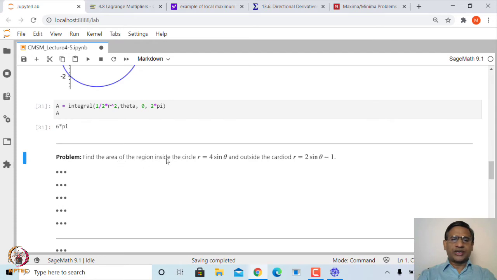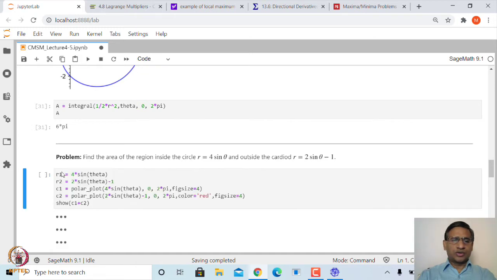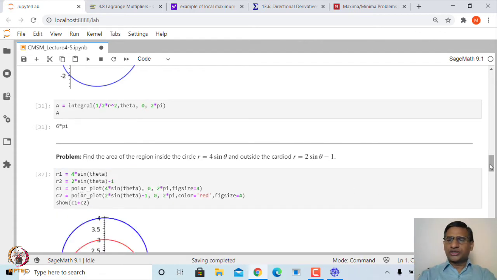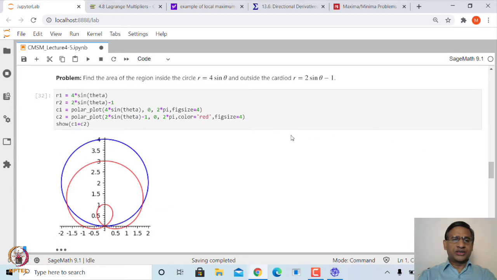Similarly, suppose you want to find the area of the region inside this circle r is equal to 4 sin theta and outside this cardioid r is equal to 2 sin theta minus 1. So, how do we find out? Let me define the two curves as r1 and r2, and let us plot those curves. When we plot these two polar curves, the blue one is the circle which is 4 sin theta, and the red one is the cardioid which is 2 sin theta minus 1, and we want to find the area inside the circle outside this cardioid.